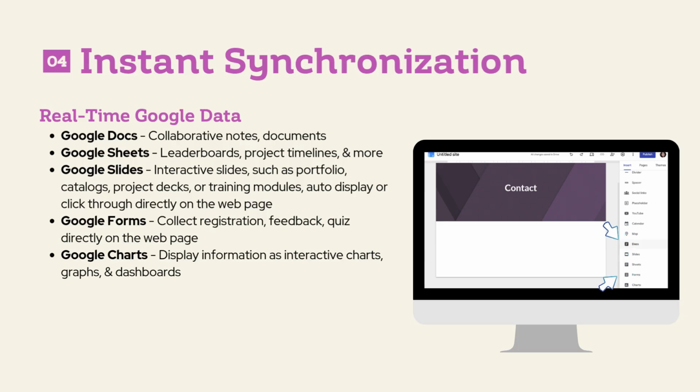Google Sites gives you a direct one-click button for each of the Google apps. Google Docs allows you to bring in collaborative notes, project guidelines, or living documents. Google Sheets is incredible for displaying live leaderboards, project timelines, or rosters. Google Slides turns into an interactive embedded player.